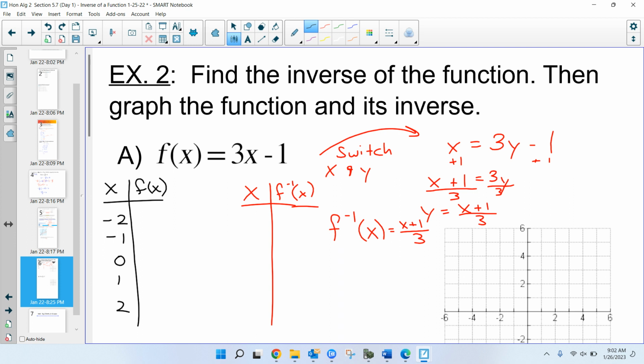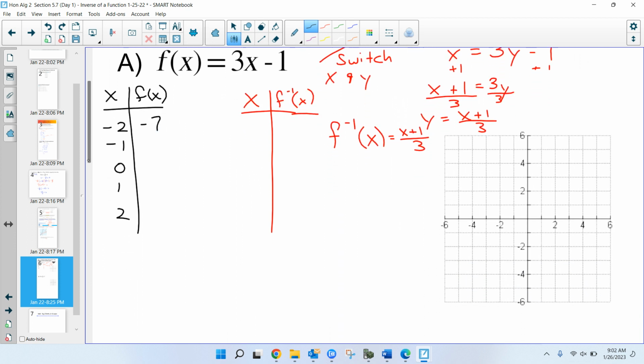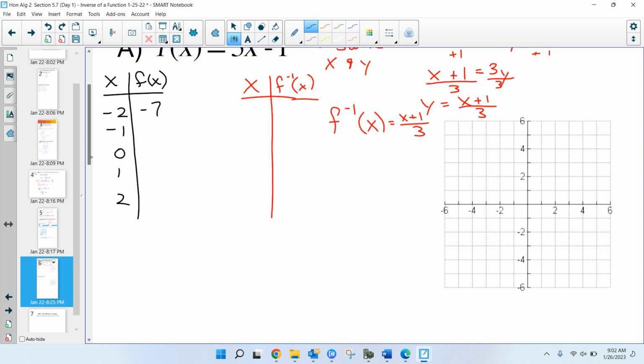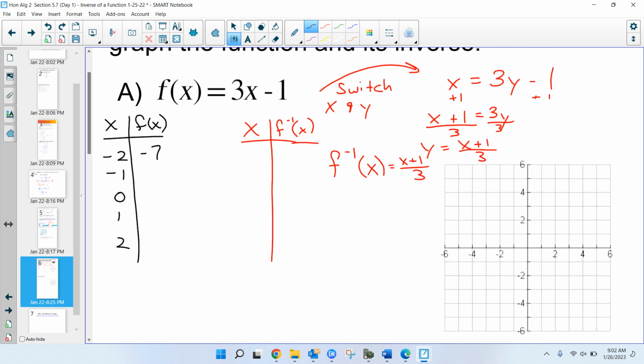All right, let's plug into the original first. 3 times -2 is -6, minus 1 is -7. Let's keep going. Next, plug in -1. 3 times -1 is -3, minus 1 is -4. 0 gives -1. 1 gives 2. 2 gives 5.